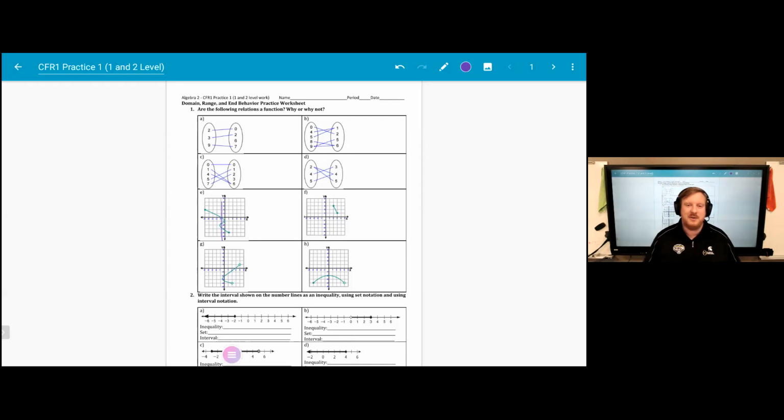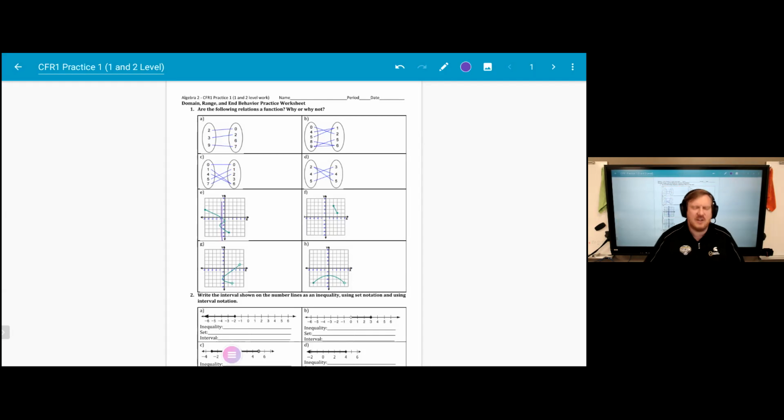Okay, Algebra 2, CFR1, Practice 1. This first page is more of a review, and then the next two pages are really what we're trying to get into for your 1 and 2 level: domain, range, and end behavior. The 3 level is being able to graph a linear function on a limited domain, and that's not in this practice, but it will be in CFR1, CFR2, Practice 2.